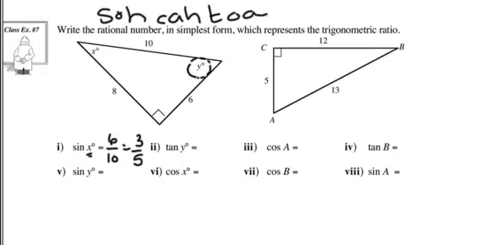So from angle y, the opposite side, the side directly across from it, is 8. And the adjacent side, the one touching it, is going to be 6. So I'm going to reduce that to 4/3. And remember, leave that as an improper fraction. Don't change it to 1 1/3.